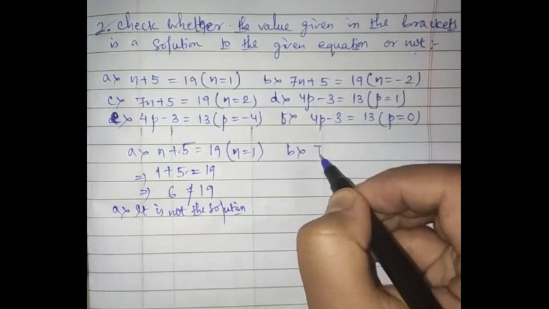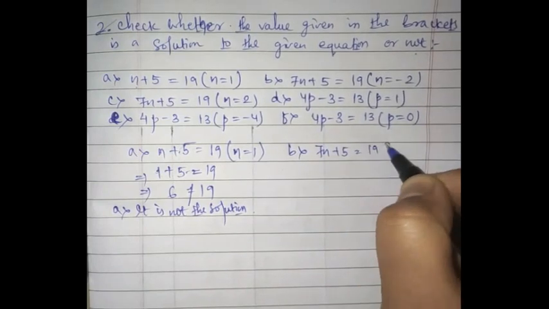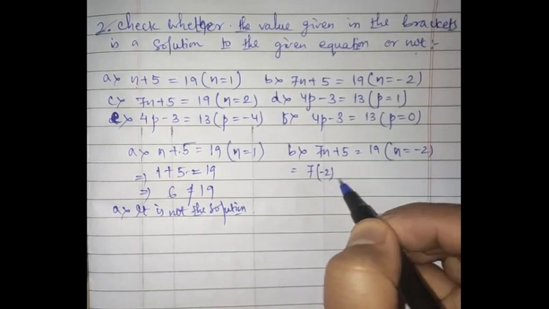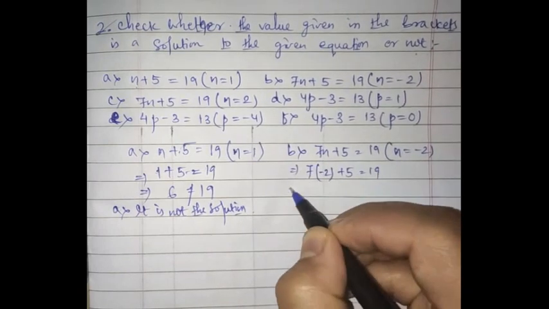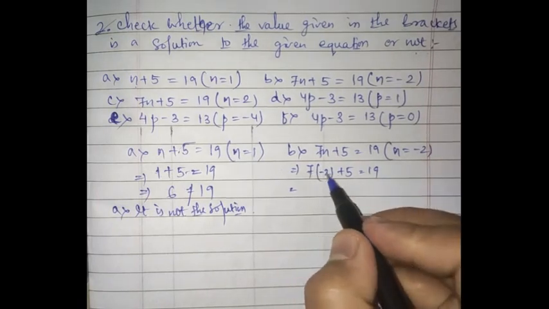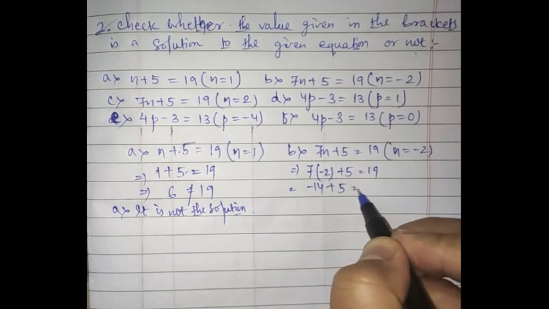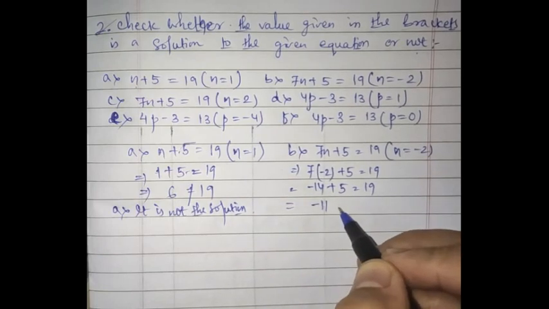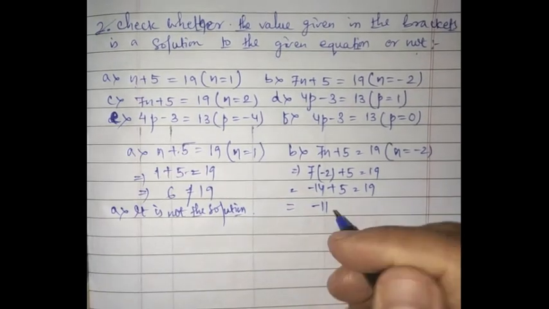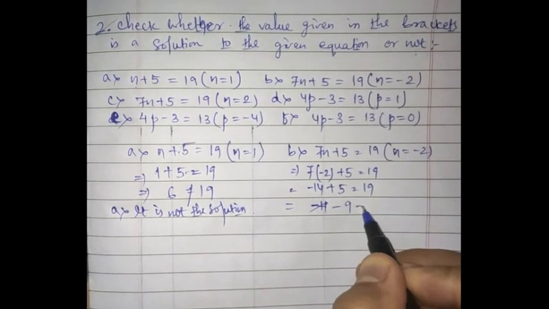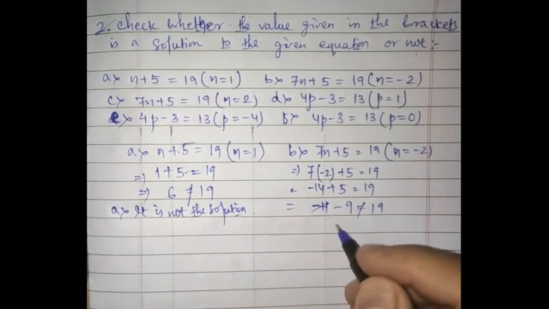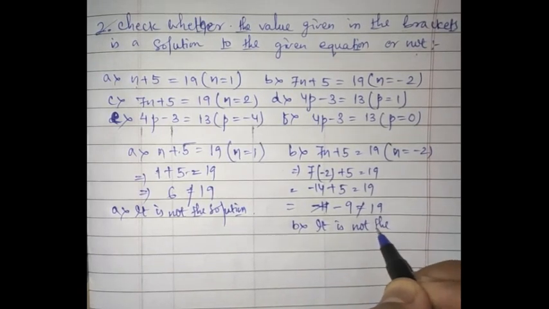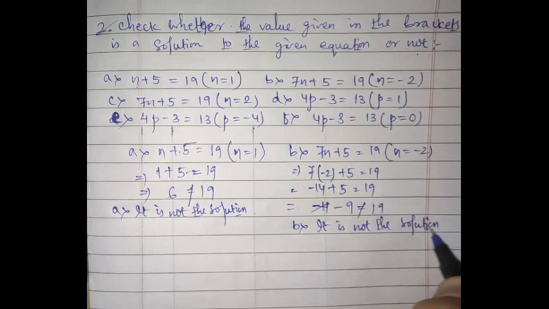Okay, next, 7n plus 5 is equal to 19, in which n value is minus 2. So what is the value of 7n? Minus 2 put in, plus 5 is equal to 19. Solve LHS first of all. 7 times minus 2 is minus 14, minus 14 plus 5. Extremely sorry here, it is minus 9, is equal to 19. So it is also not equal, so we will write here in number B also, it is not the solution. That is, minus 2 is not the solution.